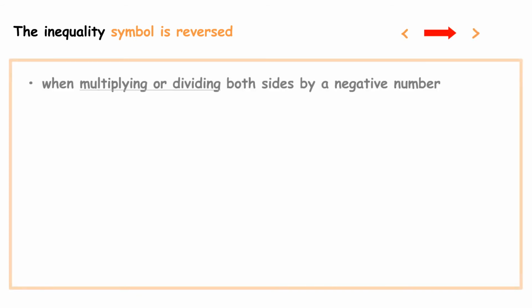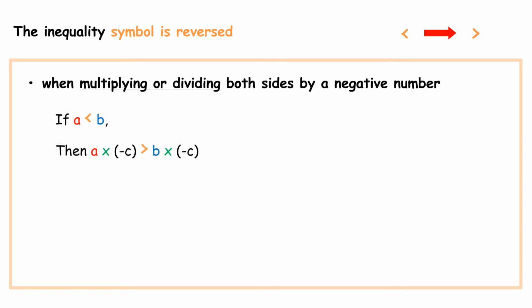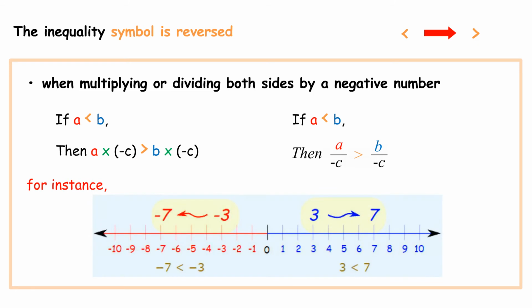The direction of the inequality symbol is reversed when multiplying or dividing both sides of the inequality by a negative number. If A less than B, then A times -C greater than B times -C. If A less than B, then A divided by -C greater than B divided by -C. For instance, 3 less than 7, -3 greater than -7.